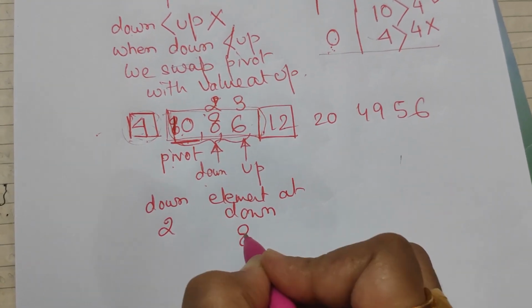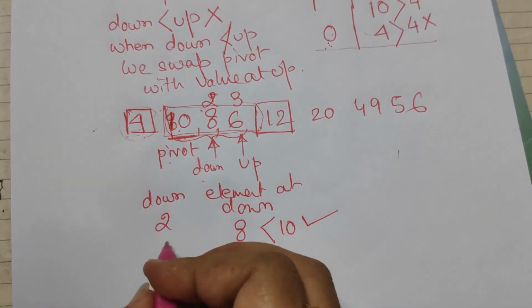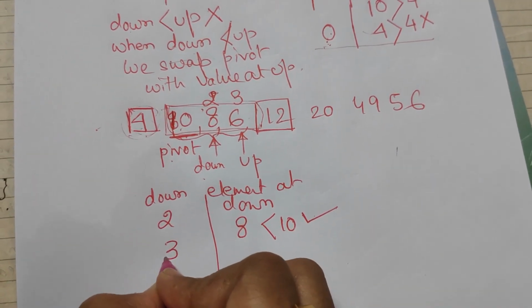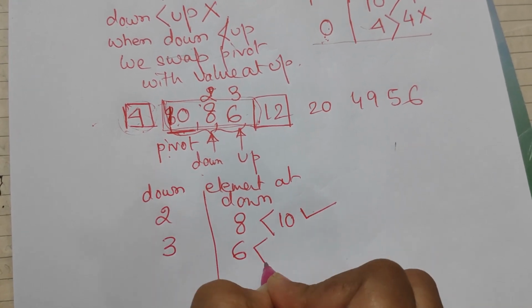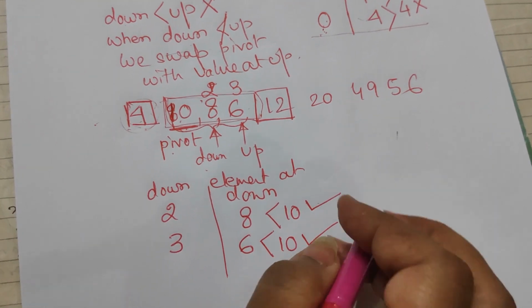It's 8. 8 less than 10. This is true. So we will increase the value of down. Down will become 3. The value at 3 is 6. That is also less than 10. It is correct. Now we have to proceed with the down.